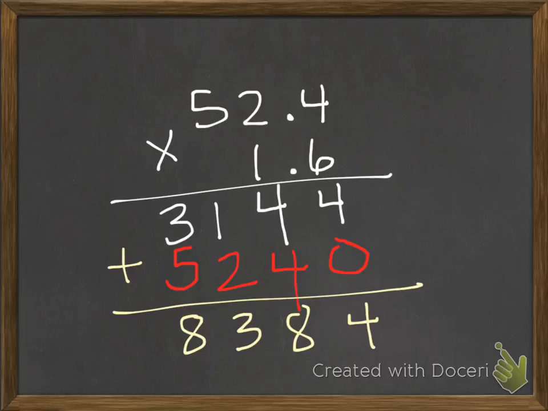Again, I've completely ignored my decimal, and so now my very last step is I just need to count how many numbers come to the right of a decimal in my problem. I have 1, 2 to the right of the decimal, so in my answer I'm going to start at the back at the invisible decimal and I'm going to bring it in 1, 2 places and drop it off. My answer is 83 and 84 hundredths.